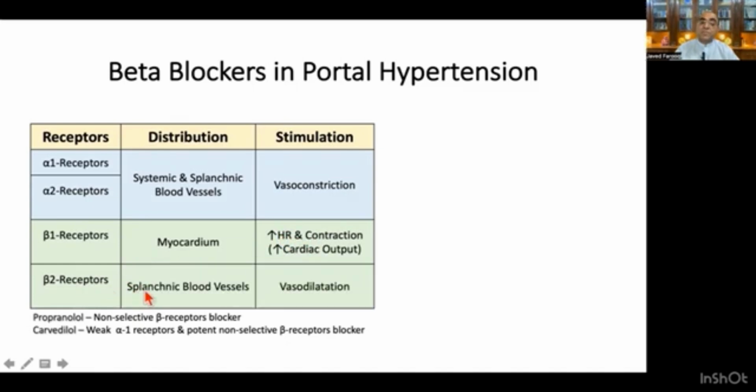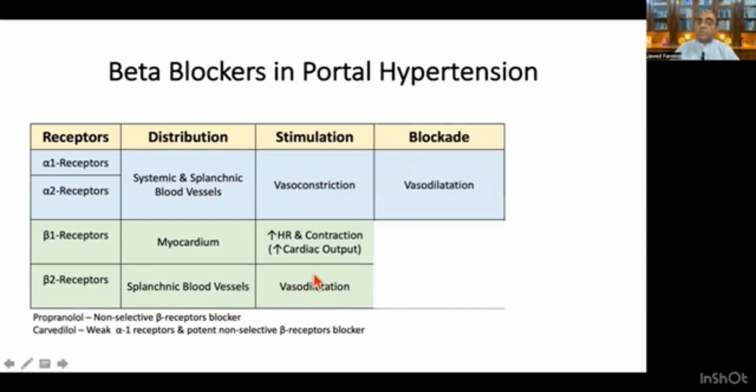The beta 2 receptors are distributed on the splanchnic blood vessels, and when they are stimulated, they lead to vasodilatation. So this is what we know as basic pathophysiology. So what are the consequences of these if we block these?